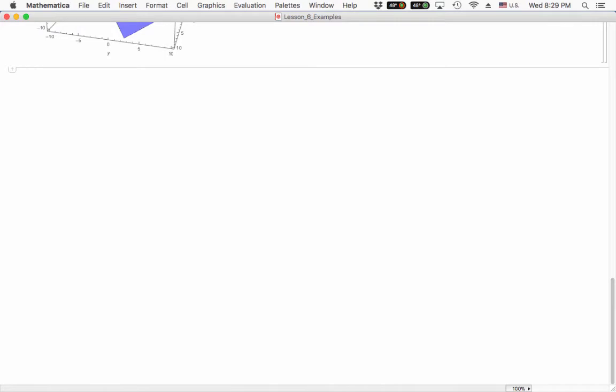Here we are in Mathematica. We're going to go ahead and graph our surface. We have some concept of what we're going to do here.